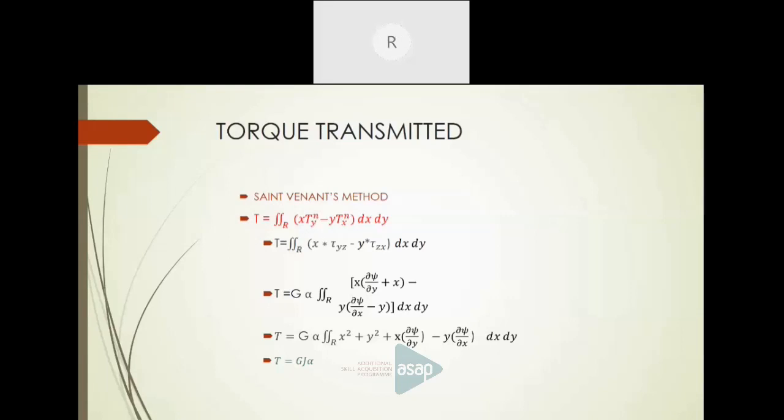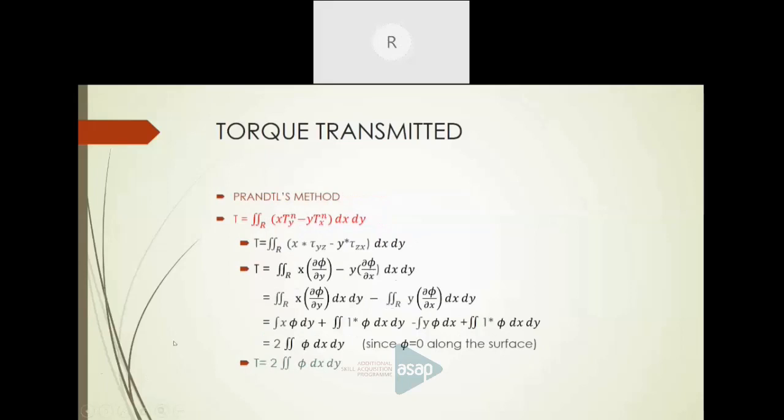Okay. Now we can use two approaches for torsion analysis. Now we got equations, and now we have to solve them, right? Then only we can get tau_xz and tau_yz. So for the solution of these equations, we can use two approaches mainly. The first approach is St-Venant's semi-inverse method, or St-Venant's method, and the second method is Prandtl's method. So we will see them one by one.